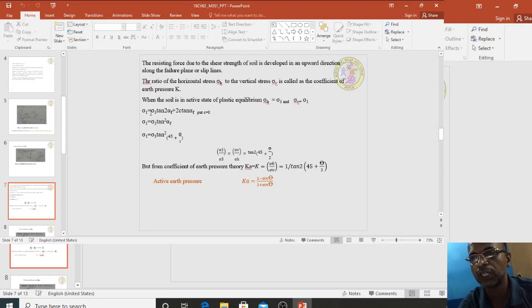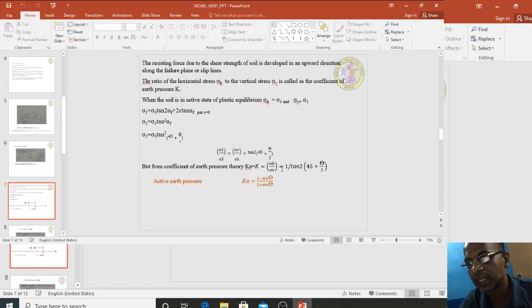If you substitute that value in the equation, sigma 1 is equal to sigma 3 tan square alpha f plus 2c tan alpha f. By considering pure frictional soil, that is c is equal to 0, sigma 1 is equal to sigma 3 tan square alpha f. If you substitute sigma 1 as vertical pressure sigma v, and sigma 3 as horizontal pressure sigma h, then sigma 1 by sigma 3 is equal to tan square alpha f, which can also be written as sigma v by sigma h is equal to tan square alpha f.